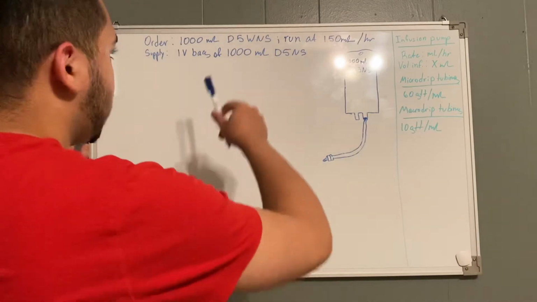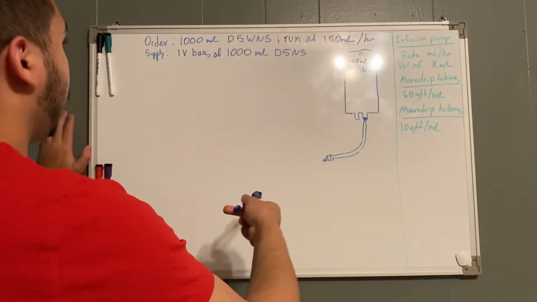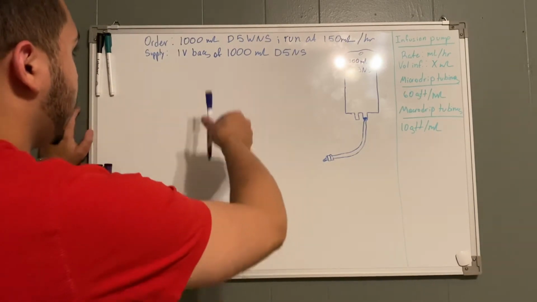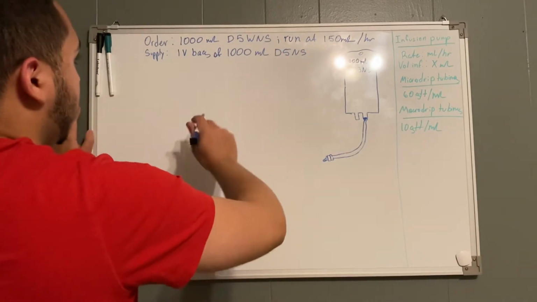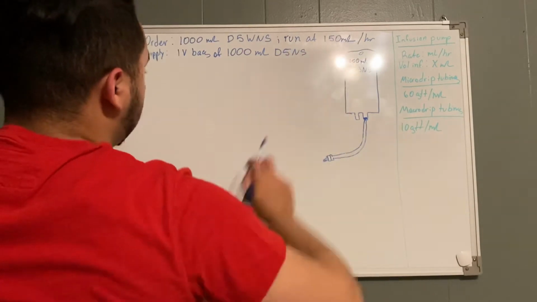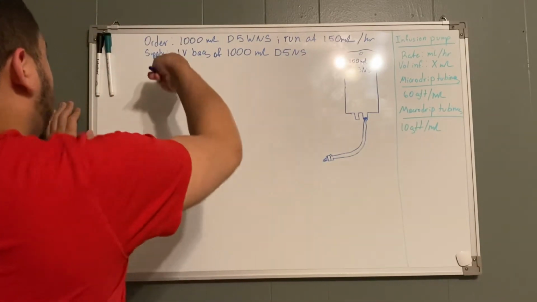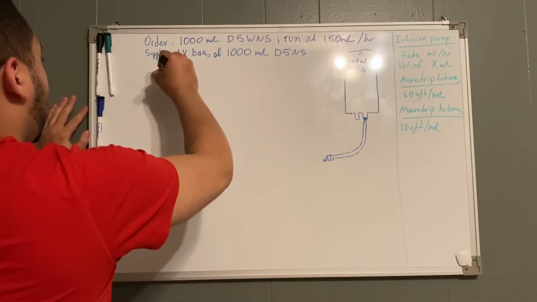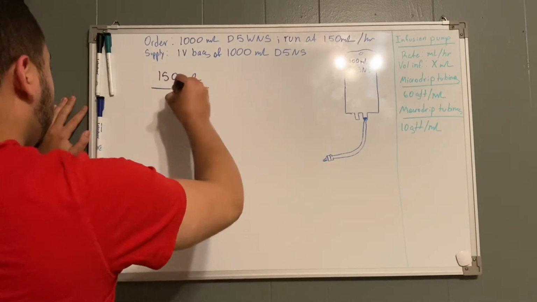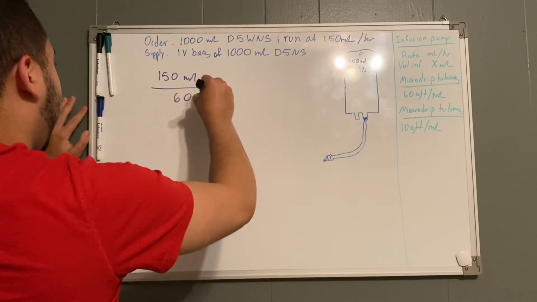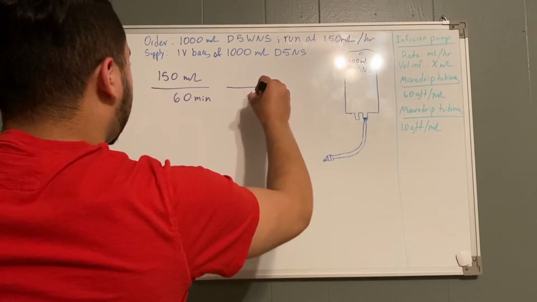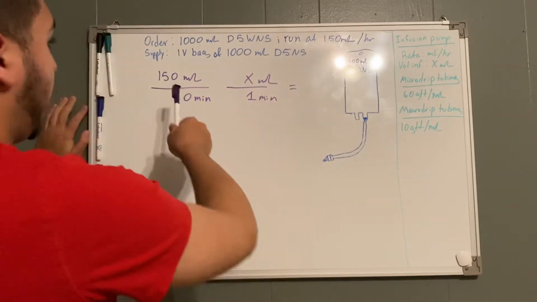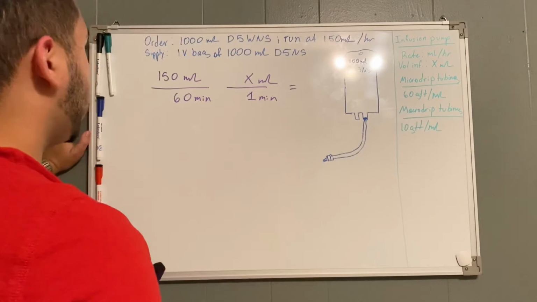So let's go ahead and start solving. Let's go ahead and start breaking this down. So we wanna know how many milliliters we're gonna give per minute. That's the first thing we wanna figure out, okay? So they've actually made it a little easier for us. They gave us the rate in milliliters per hour, okay? Let me switch markers here. 60 minutes in an hour. Okay, so that's 150 milliliters.